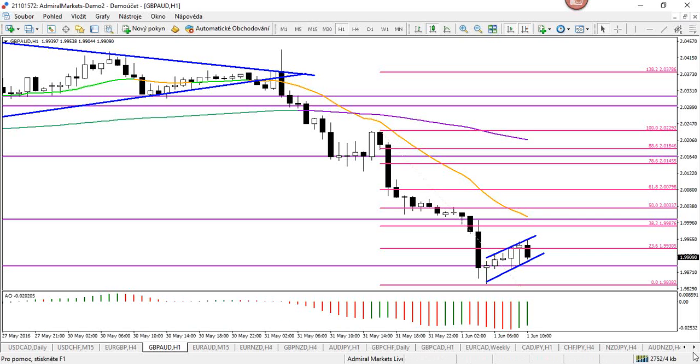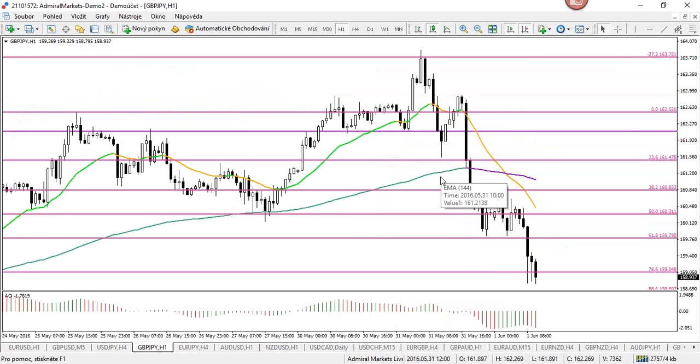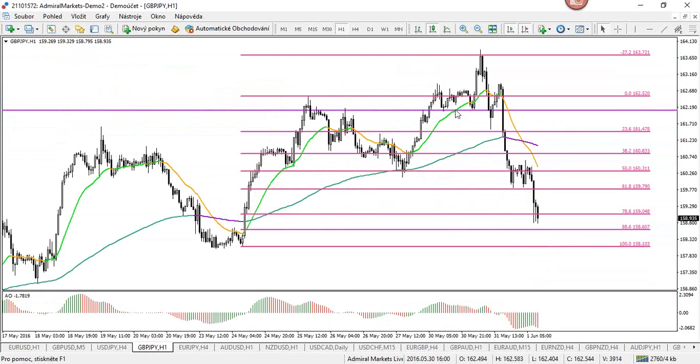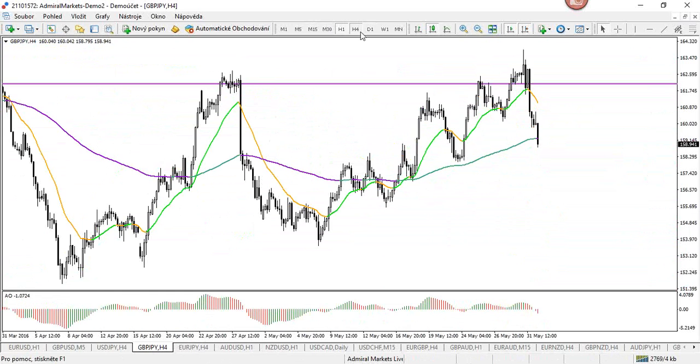All right, so let's see. Pound weakness, though, indeed happening against all pairs. Pound yen, as we talked about. I think we talked about this one too. I'm not sure actually about this one. But anyhow, generally speaking, pound weakness did occur against all of these. And let's take a look at this yen.